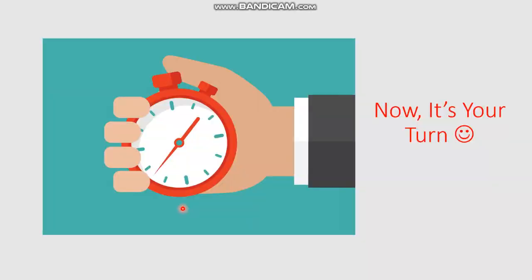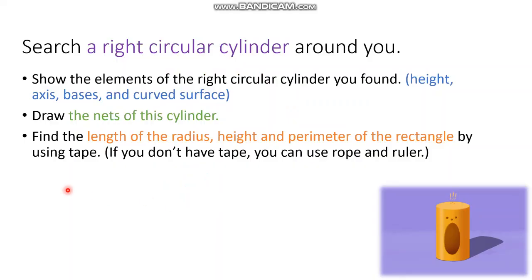Now it's your turn. Search for a right circular cylinder around you. First, show the elements of the right circular cylinder you found: height, axis, bases, and curved surface. Then draw the nets of this cylinder. Find the length of the radius, height, and perimeter of the rectangle by using tape. If you don't have tape, don't panic, you can use rope and a ruler.